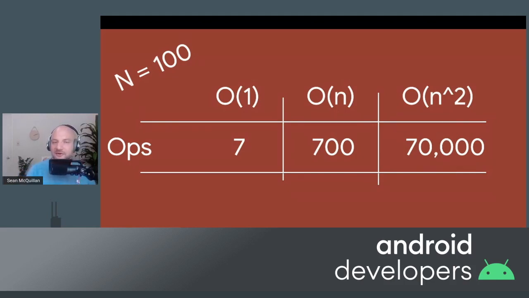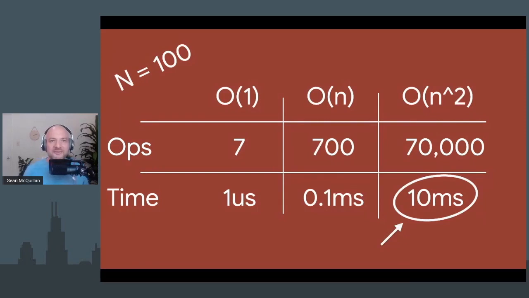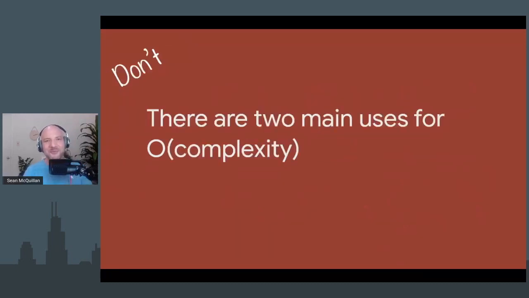But if we look at this in terms of wall clock time, this might actually just be 1 microsecond to a tenth of a millisecond up to 10 milliseconds. And 10 milliseconds is quite a bit longer than 1 microsecond. But it's still a reasonable amount of time in a user-facing application. As a user, I'm not really aware of 10 milliseconds passing. That's maybe work I want to move to a background thread, but it's not so long that it's going to delay my UI.